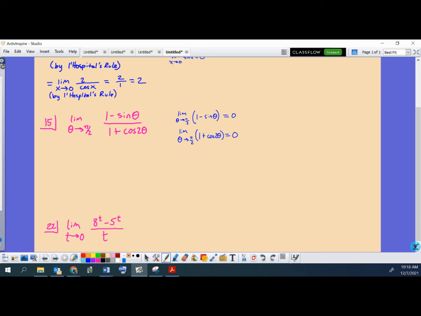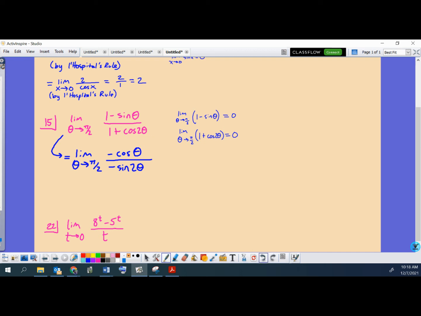So now I can say this limit equals, by L'Hopital's rule, the limit as theta approaches pi over 2 of, the 1 goes away, derivative of sine is cosine, so I have negative cosine of theta on top, which is going to be another 0. I can see it coming, right? They're messing with us. And then on the bottom, the 1 plus goes to 0. Cosine of 2 theta: the derivative of cosine is negative sine of 2 theta, and then times the derivative of the inside, which is just going to be 2.